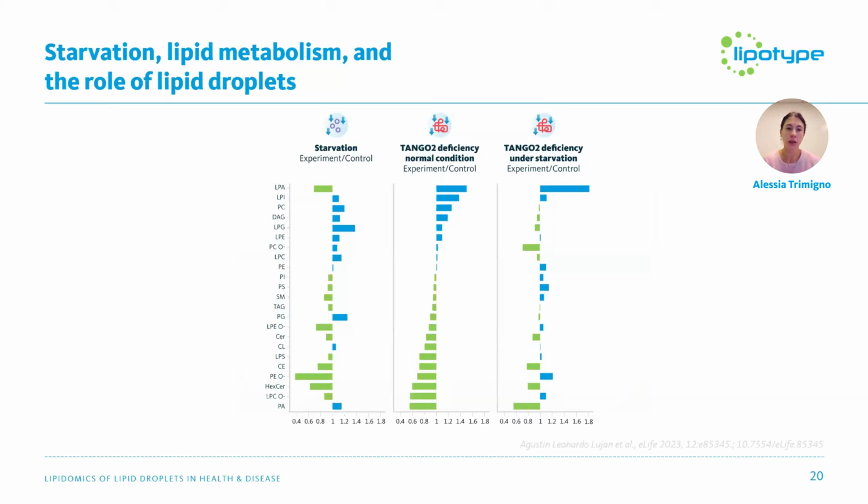And in this case, for example, you see the wild type cells under starvation condition on the left side of the graph, and a lowering of lysophosphatidic acid and an increase of phosphatidic acid. While the opposite is observed for TANGO2 deficient cells, especially under starvation condition. Also, another thing that we can observe is the fact that cardiolipin was decreased in TANGO2 deficient cells, but there is some sort of mechanism that can recuperate it under starvation condition in TANGO2 deficient cells.